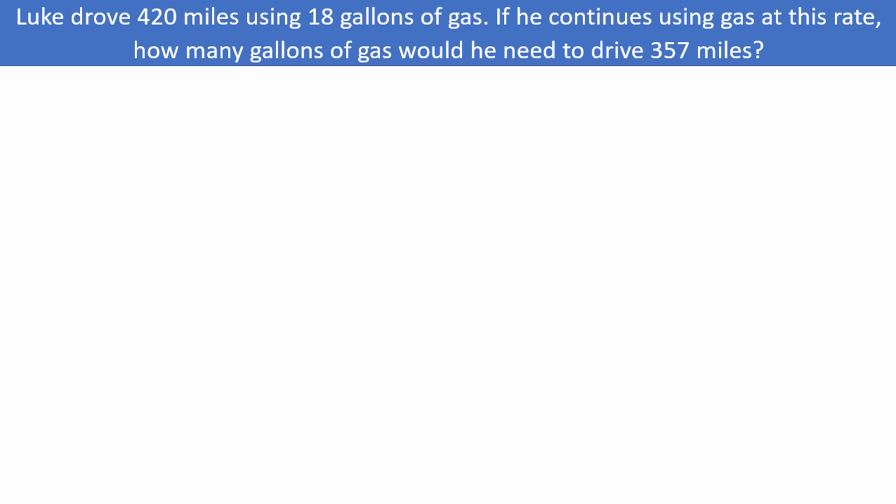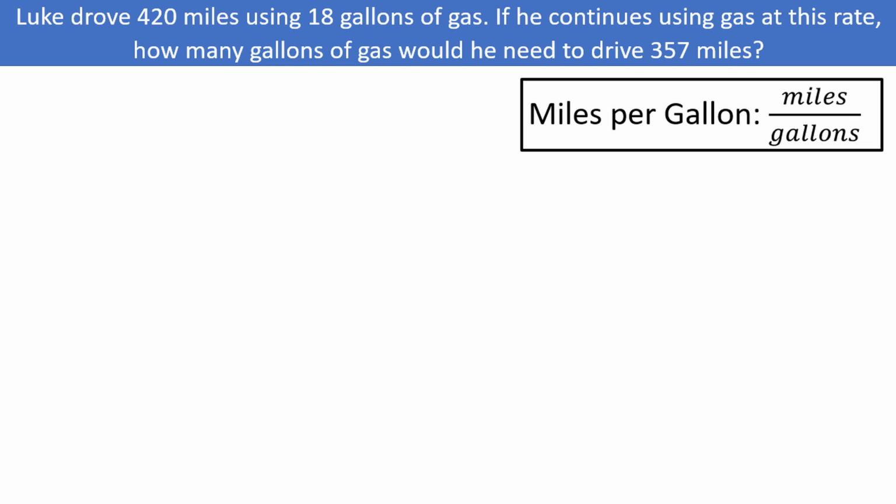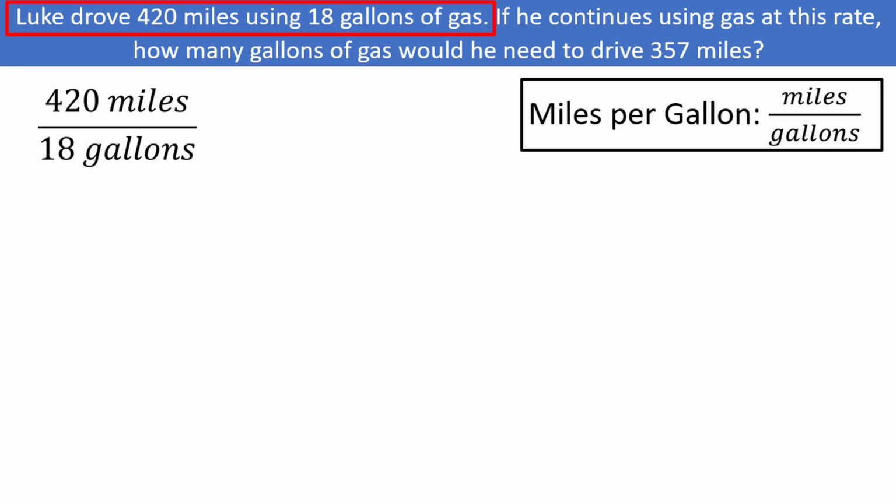We are given both miles and gallons of gas, which are dependent on each other, so we can use the ratio of miles per gallon, or miles divided by gallons. After 420 miles of driving, 18 gallons of gas have been used, so we could think of the miles per gallon as 420 divided by 18.